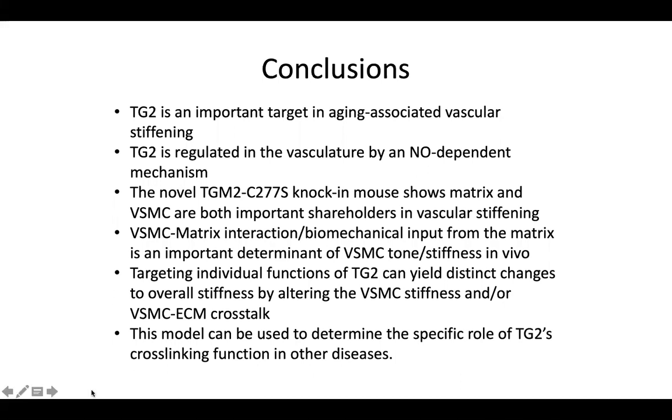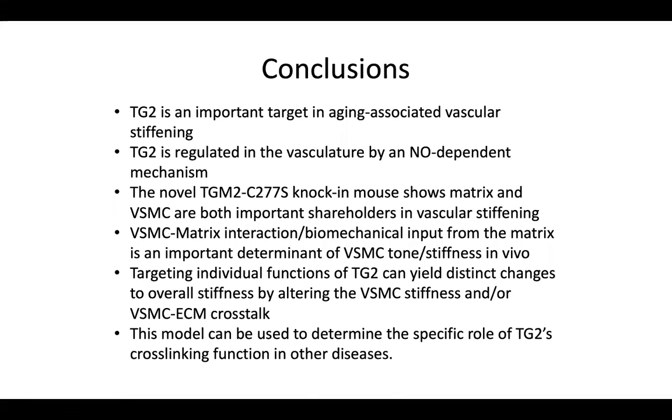And then because we can target individual functions of TG2, it would be important to see if inhibiting a single function at a time can yield distinct changes or control over the overall stiffness, pulse wave velocity stiffness, by either just targeting the VSMC part or the matrix part or the crosstalk between the two.